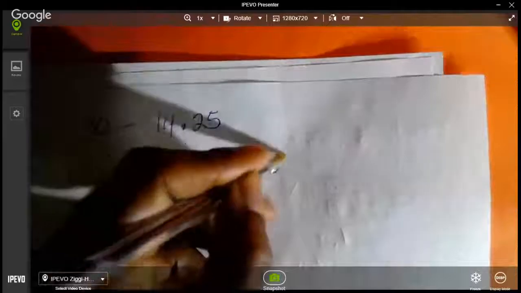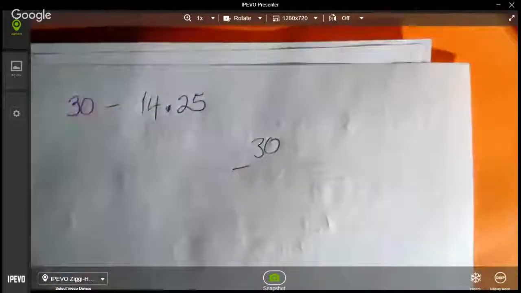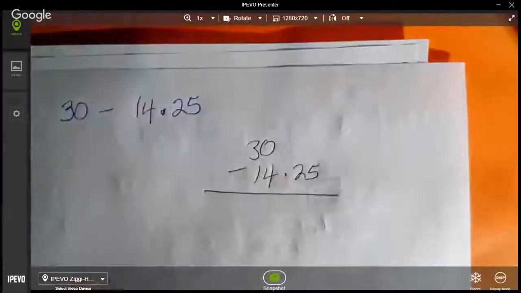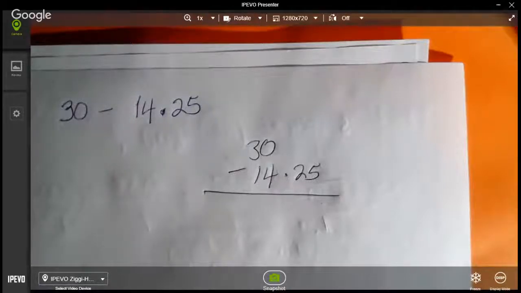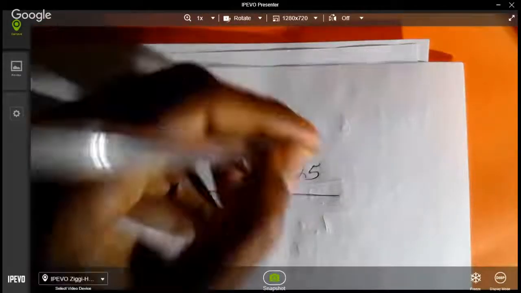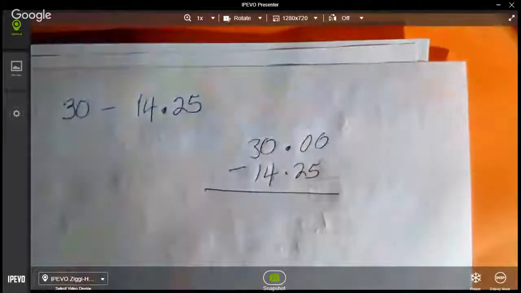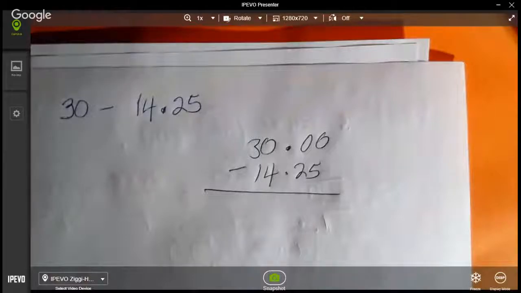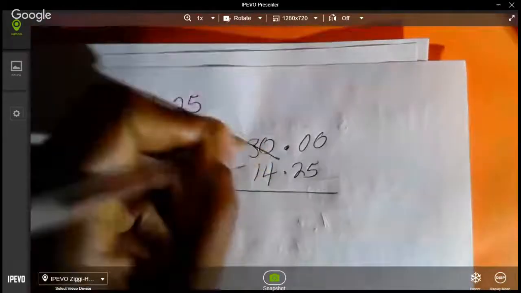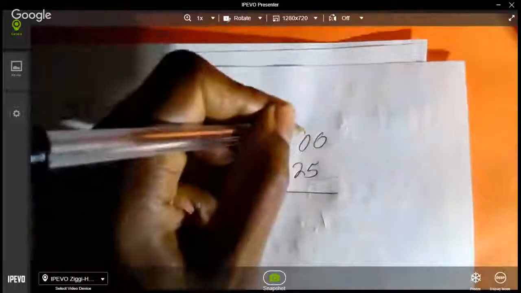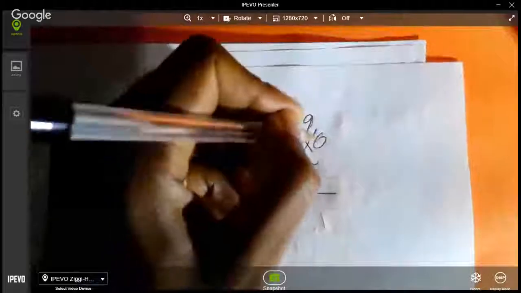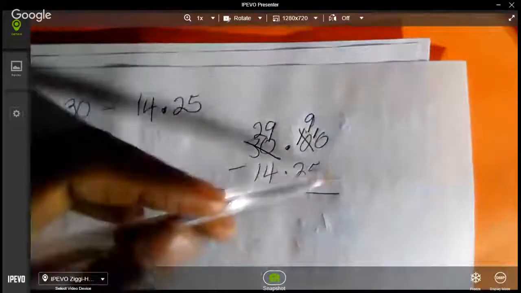So 30 minus 14.25. What do I need to do now? So you can put your placeholders, decimal point and placeholders. I'm going to take 1 from where? From the 3, sir. From the 30, leaving 29. Yes, the one there, take 1 from that, leaving 9, till we finally get it where we want it to be. 5 from 10.